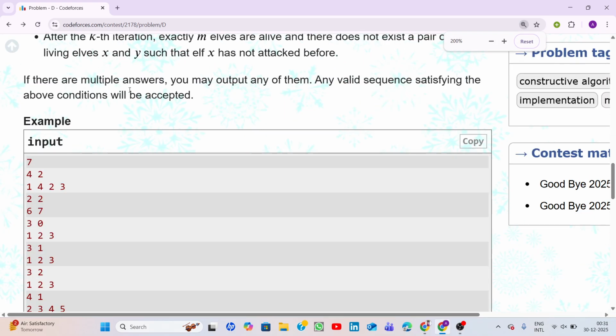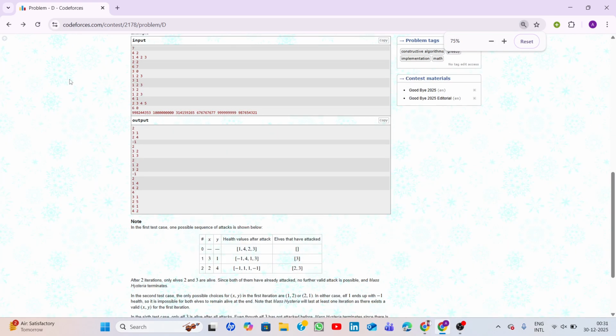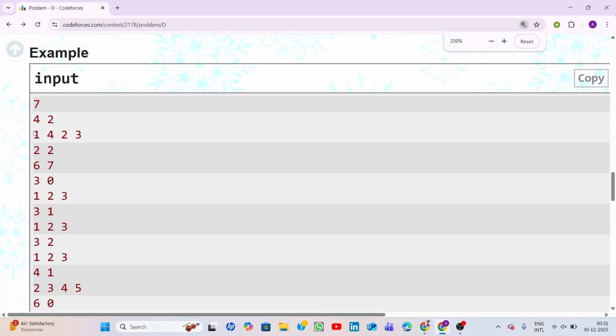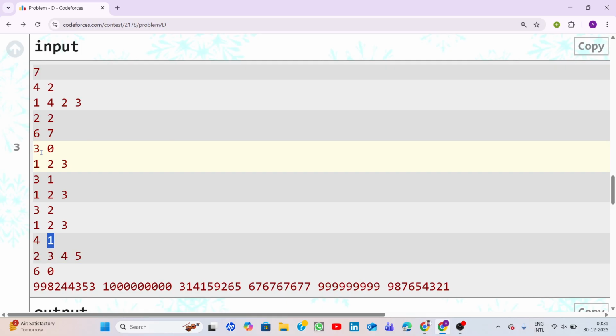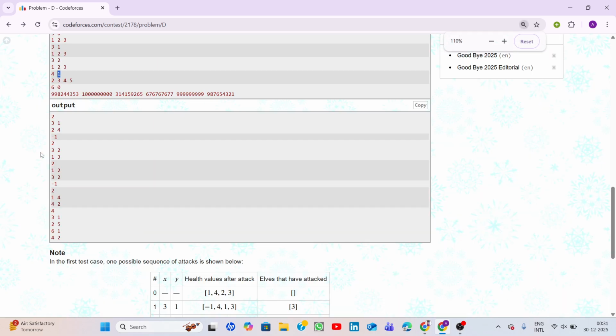What we did was, suppose this is the question. So consecutive elifs will attack each other, and as soon as the value of n minus i reaches this value, that this elif has to be alive, we would just add it in our answer and we will attack from that elif to that elif. Okay, so this is how you can get your answer.